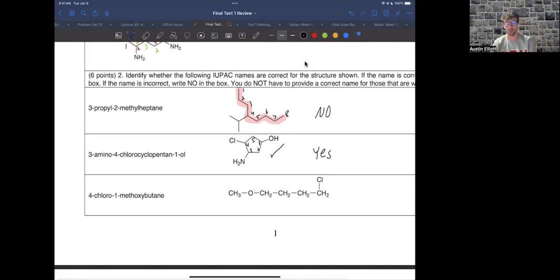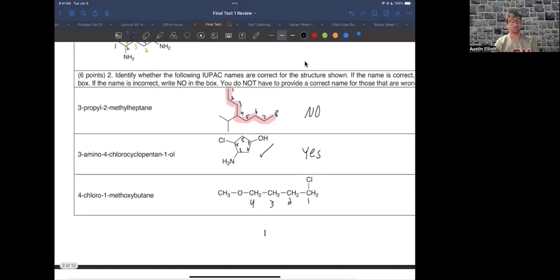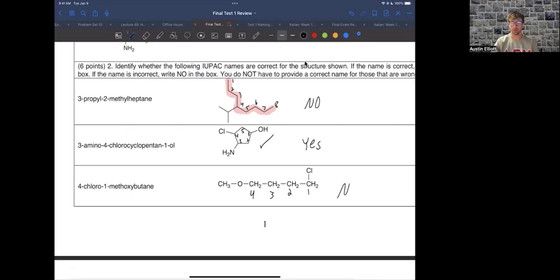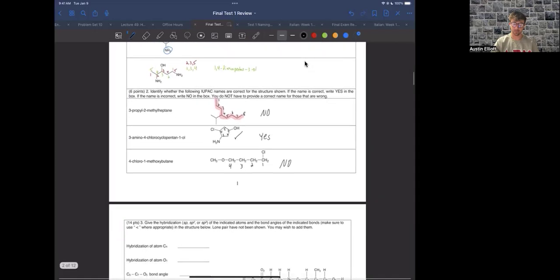Moving on to the last one, we once again follow the same kind of steps. We can start numbering here with our chloro because it's alphabetically better than the methoxy. And in this case, our actual name would be 1-chloro-4-methoxybutane. So this one is no, it is not correct.